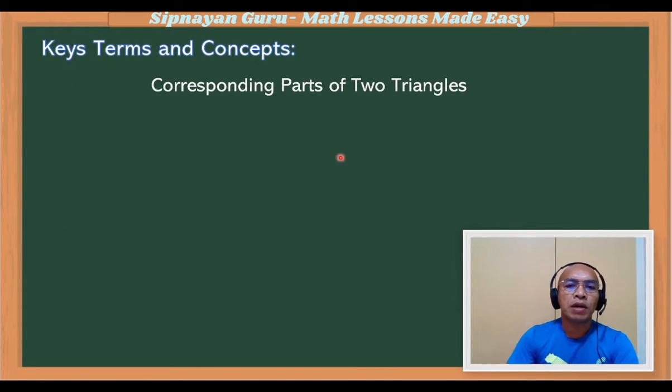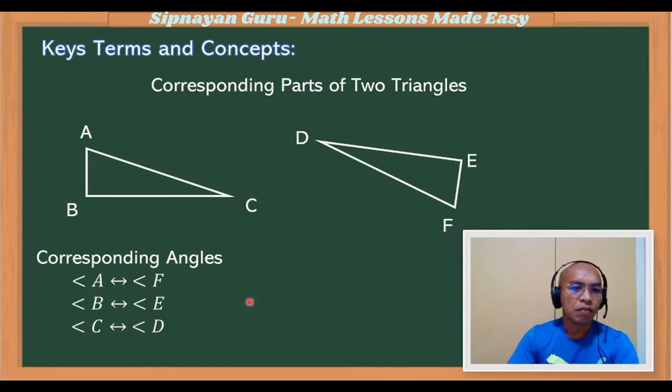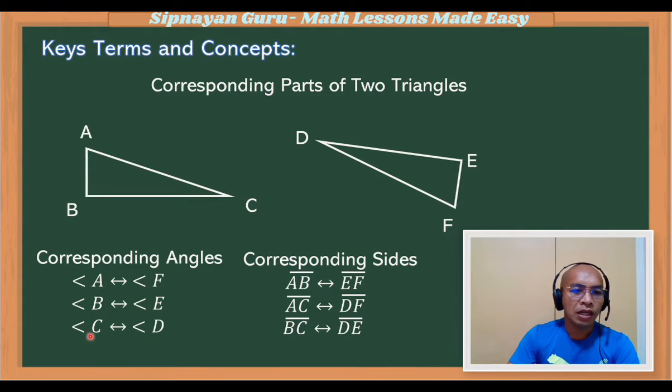Now, corresponding parts of two triangles. Suppose we have this triangle ABC. We also have another triangle here, which is DEF. Now, the corresponding angles are the following. So, angle A corresponds to angle F. The symbol for corresponding is a double-headed arrow. So, angle B corresponds to angle E. And lastly, angle C corresponds to angle D.